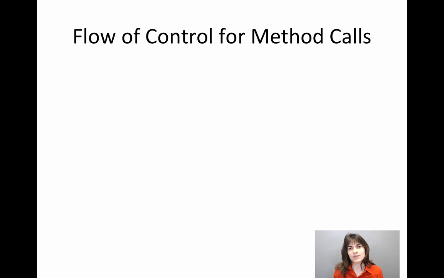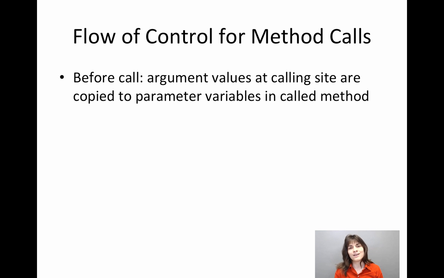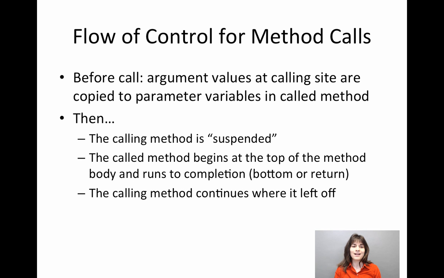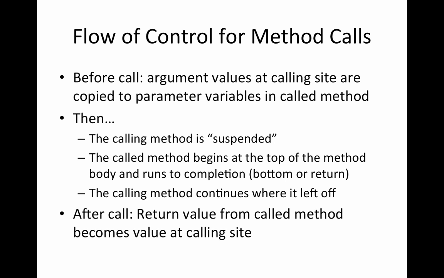What exactly happens with the control flow when we make a method invocation? Before the call, the argument values are copied to the parameter variables, like we said. Then the calling method is suspended. The called method begins execution at the top of the method body and runs until the very end, the return point. And then the calling method catches up from the point where it has stopped.